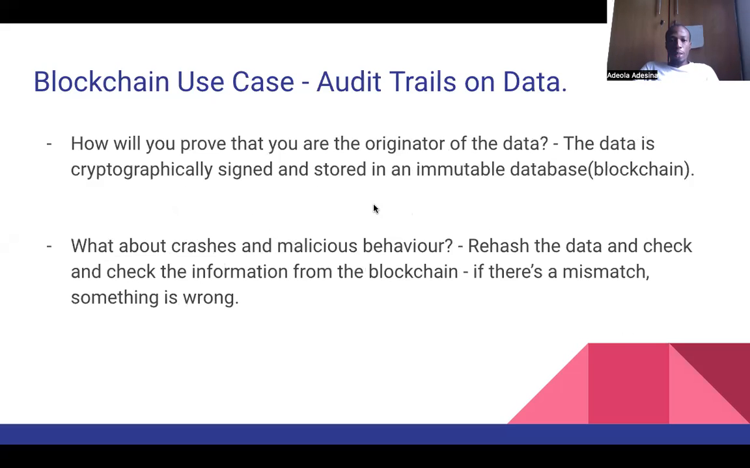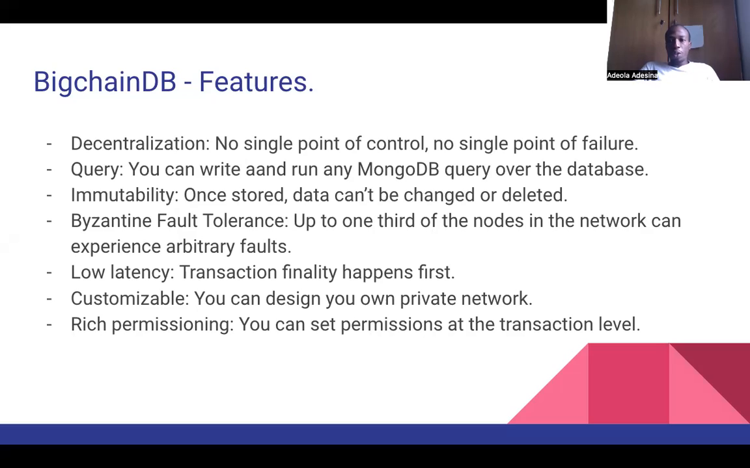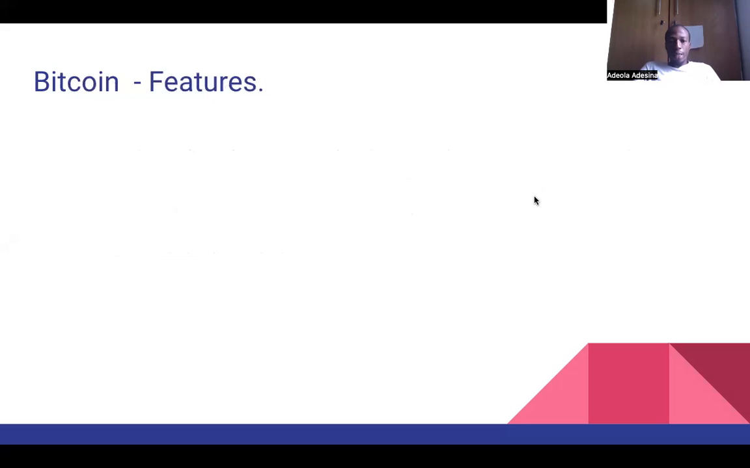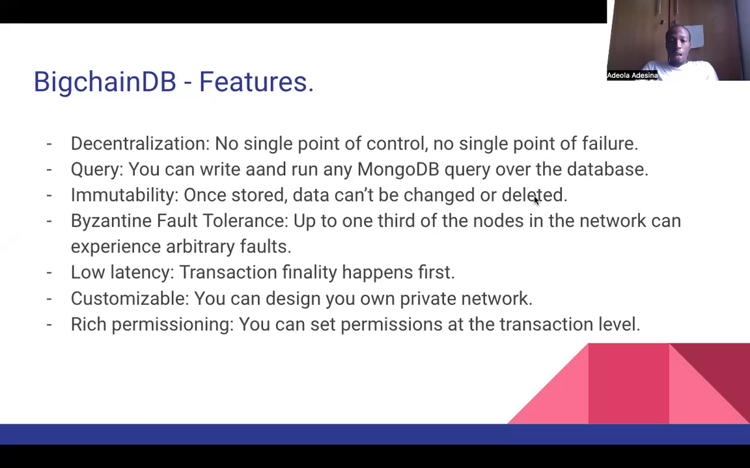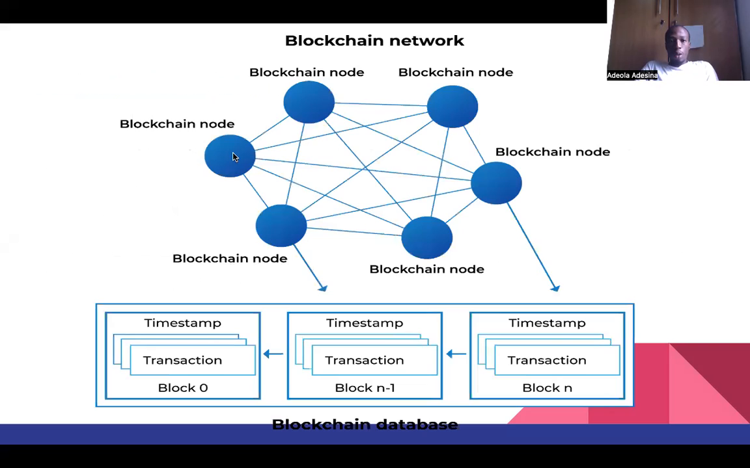Also, immutability. Bitcoin transactions are very immutable. The blockchain is immutable. So once I send you Bitcoin or you send me Bitcoin, the data cannot be changed or deleted. We also have Byzantine fault tolerance that Nakamoto uses, and that means that 1/3 of the nodes in the network can experience arbitrary faults. I've explained that. So all of these other features that BigchainDB has, Bitcoin also has. Right. So let's look at how this works.